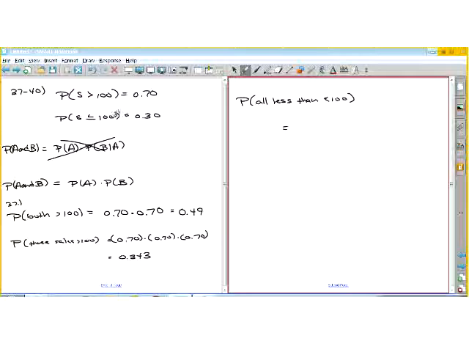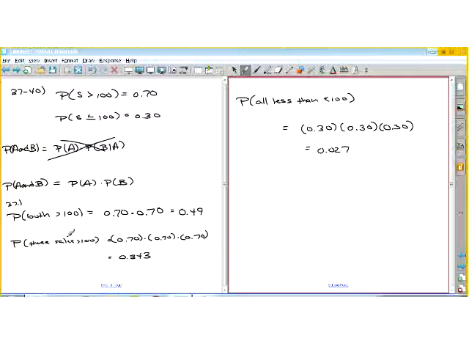You look at the probability here. Originally, the probability of being less than $100. Again, this is a random thing where they're independent of each other. So in this case, you multiply 0.3 times 0.3 times 0.3. And when you multiply all this together, you get 0.027.